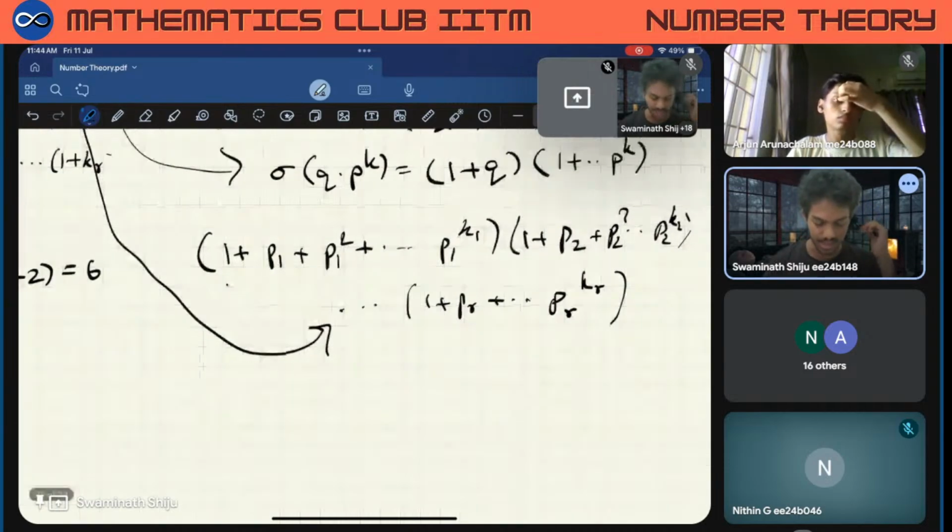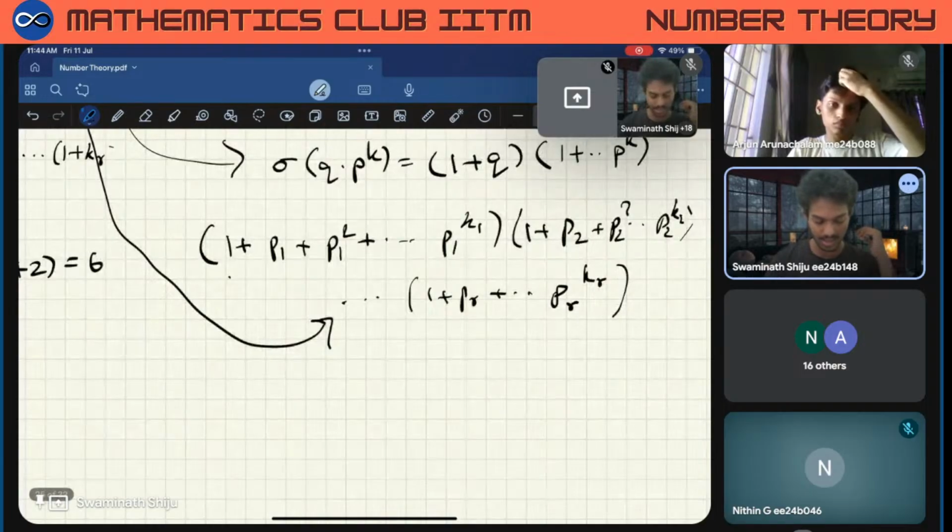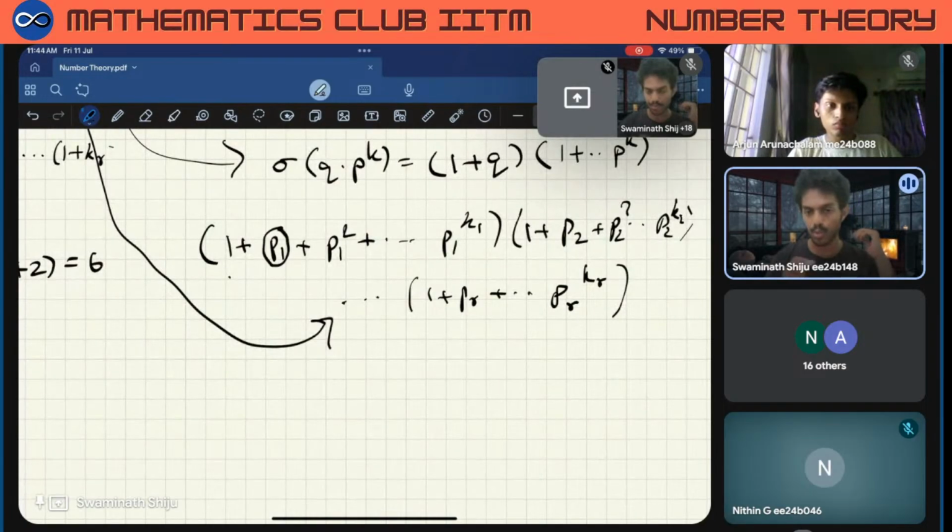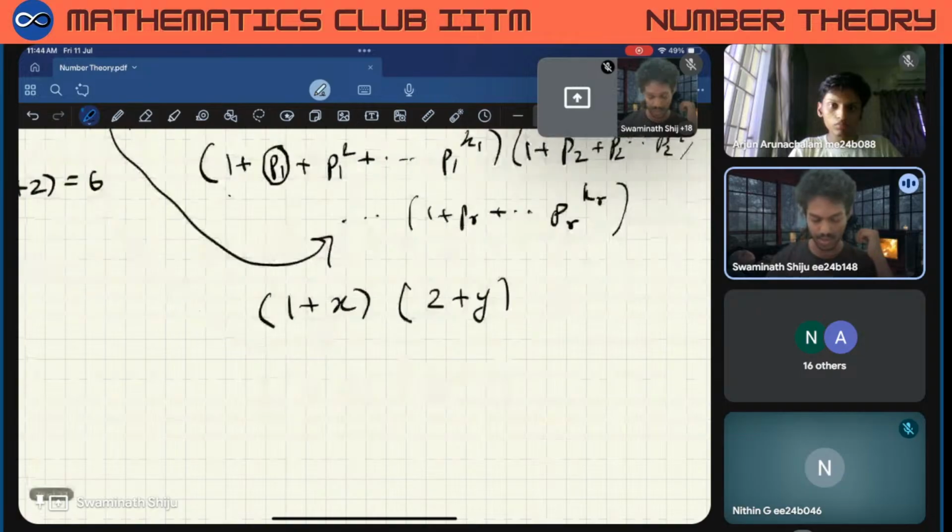No, I'll just explain that. So if you look at this, you can pick one term from each bracket, like when you're multiplying together a polynomial, say 1 plus x and 2 plus y. What all do you get?